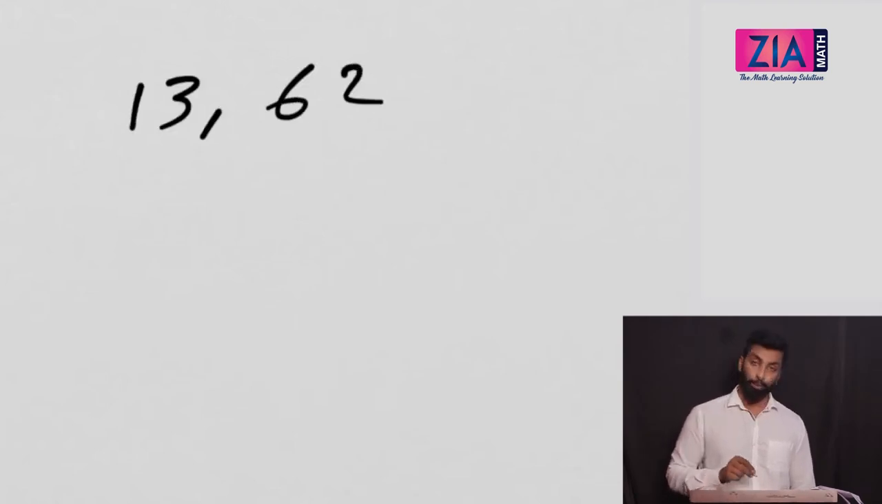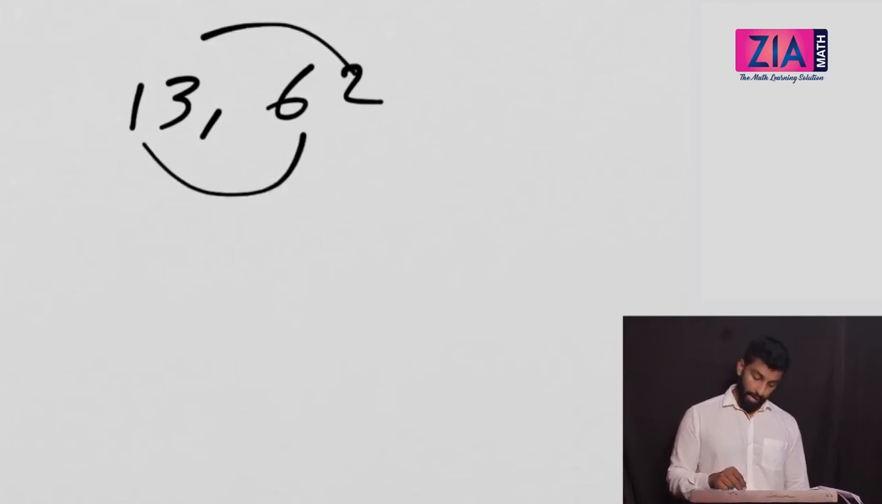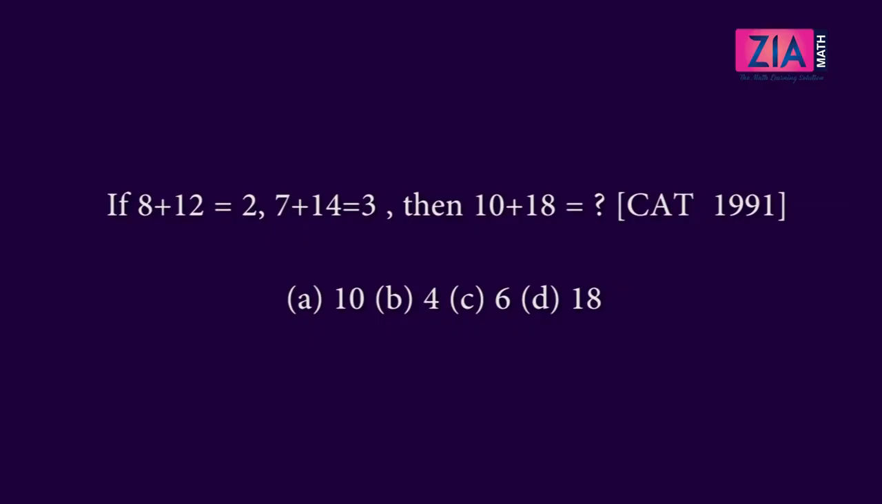See, in this question, the logic is the last digit that you get by multiplying the unit digits will be the same as that of the one which you get by multiplying the tens digits, right? So among these, which number satisfies the condition? 13 and 62, right? So you are getting the same. So the answer for this question is B.